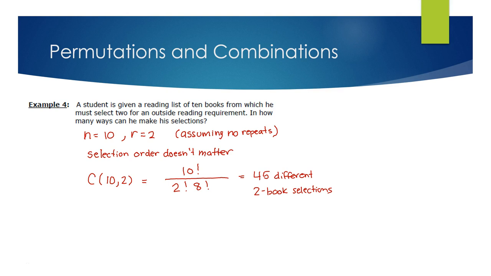You're not picking them in a particular order. So, if you're doing 10 times 9 and saying 90, that's because you're also saying, okay, if I reverse the order, it matters somehow, and it really doesn't. So that's why there's only 45 different 2-book selections you could have here, because the other way would count some of those more than once.